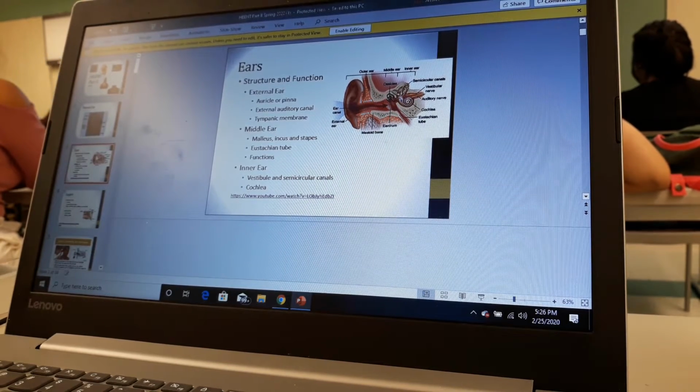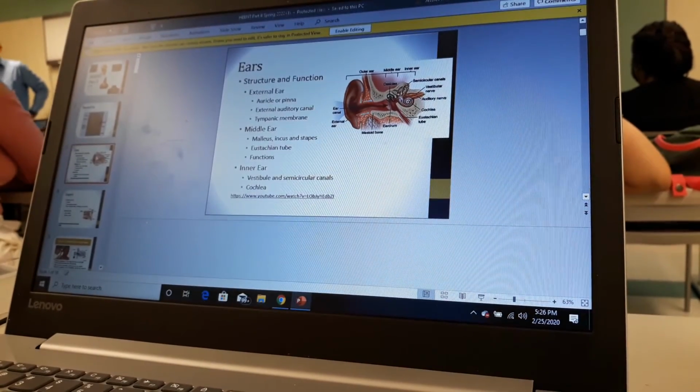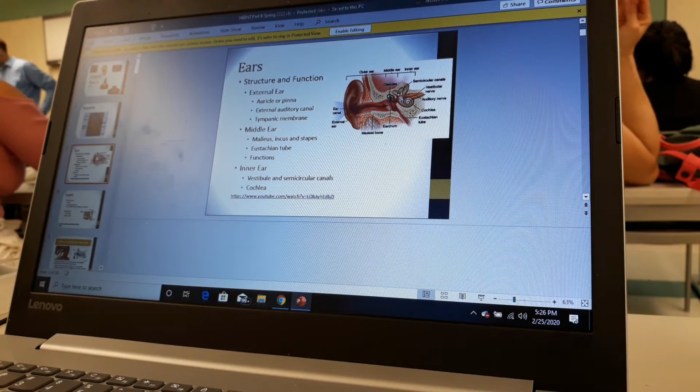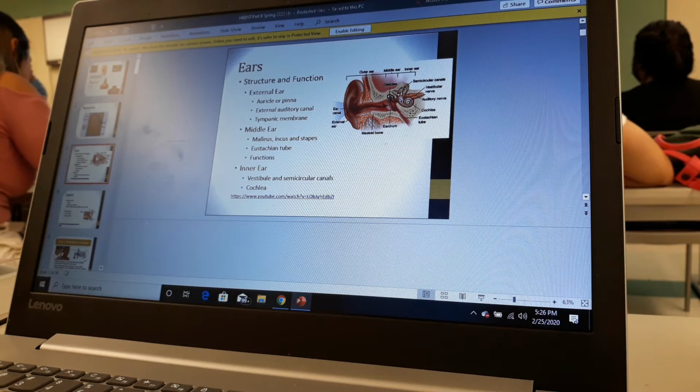So again, is there a motor portion of cranial nerve 8? No. It's just hearing and balance, which are sensory. Okay. So it's important to know which cranial nerves we're going to run through. Which cranial nerves have motor and sensory components?